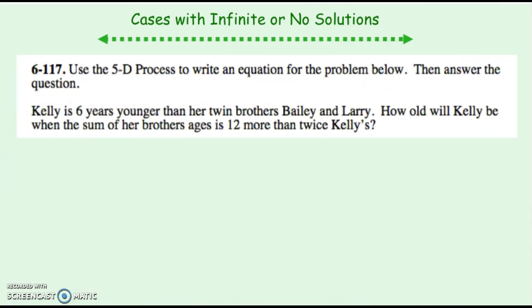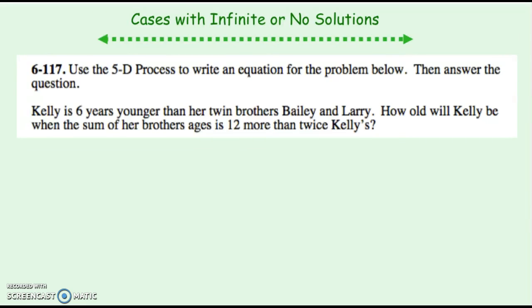The next problem is 117. Use the 5D process to write an equation for the problem below. Then answer the question. Kelly is 6 years younger than her twin brothers Bailey and Larry. How old will Kelly be when the sum of her brothers' ages is 12 more than twice Kelly's?